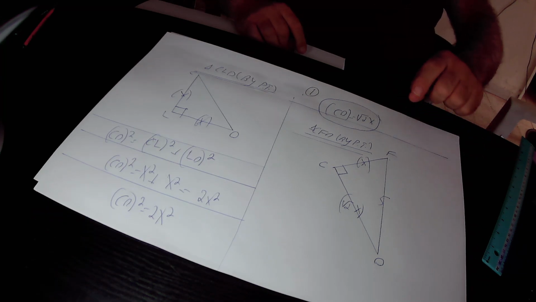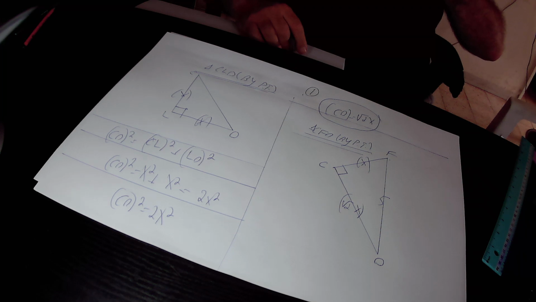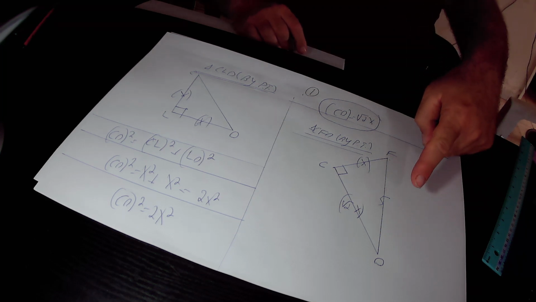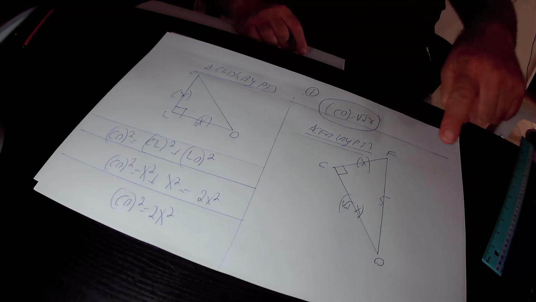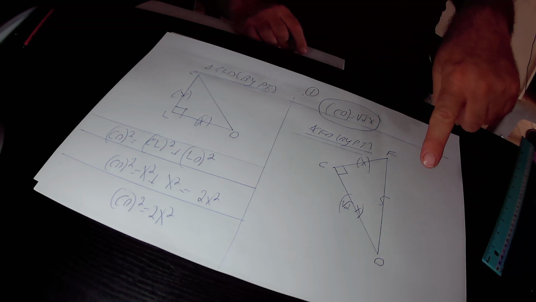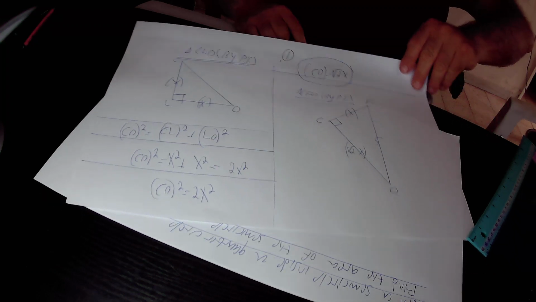According to the Pythagoras theorem, in this right triangle CFO, FO squared, that is the square of the hypotenuse, must be equal to FC squared plus CO squared. Again, FO squared equals FC squared plus CO squared. So write it down.